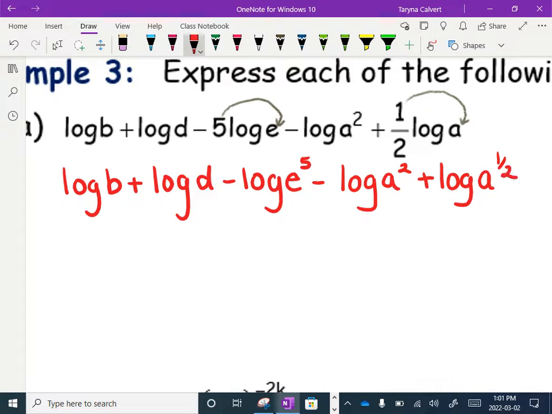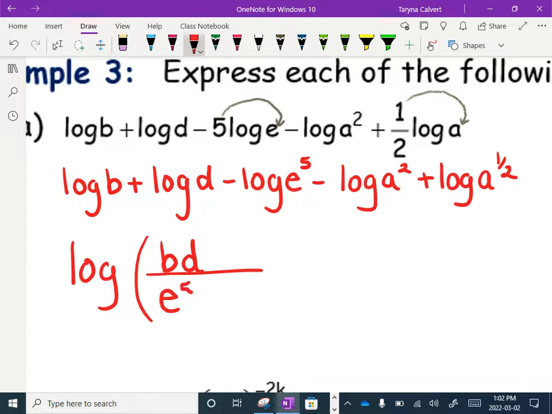So away I go. They're all base what? They're all base 10, so we're good that way. So then bracket, the B goes on top, the D goes on top, the E to the 5 goes to the bottom, the A squared goes to the bottom, and the A to the half goes on top.